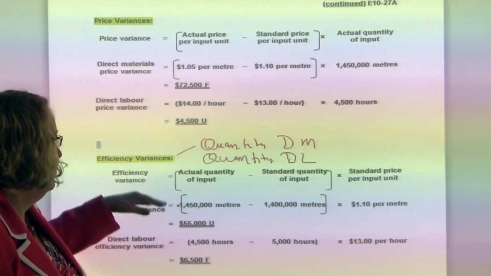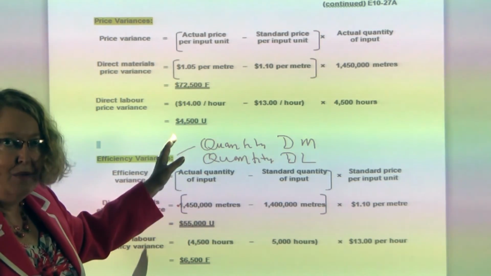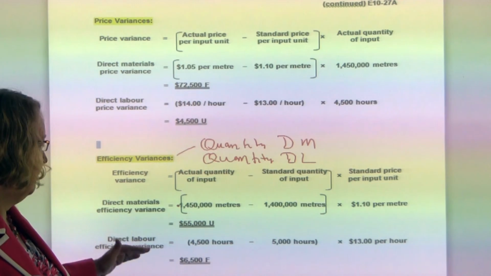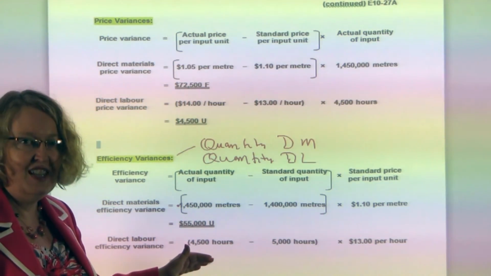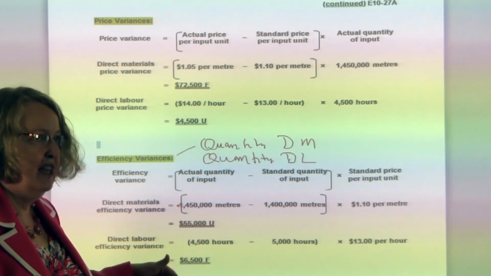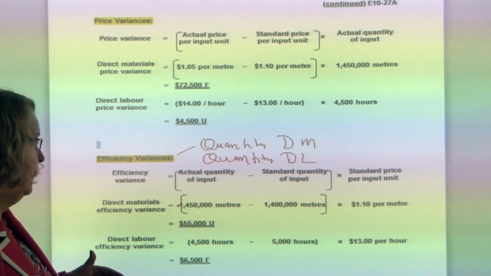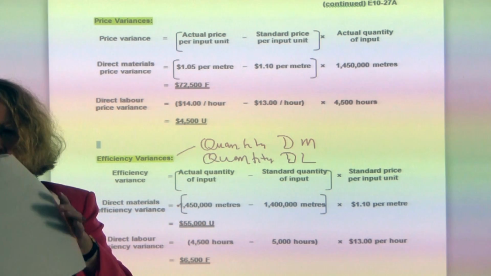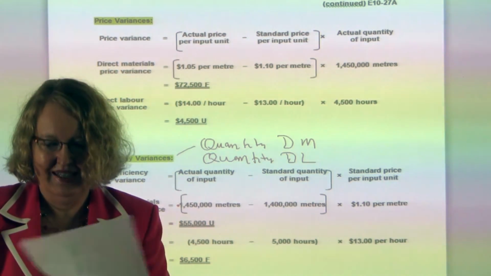And for your direct labor efficiency variance, you used fewer hours. Maybe that was due to the fact that you're using more highly qualified people. You paid them more, but it led to increased efficiency in terms of them not taking as long to make the product as you had anticipated. Okay, so that concludes problem E10-27.